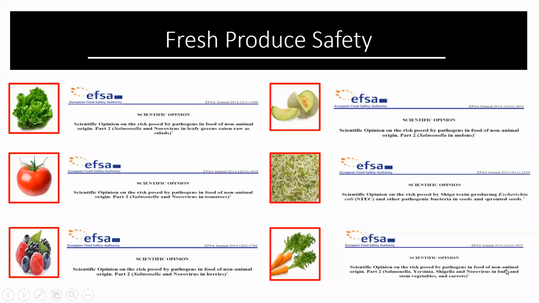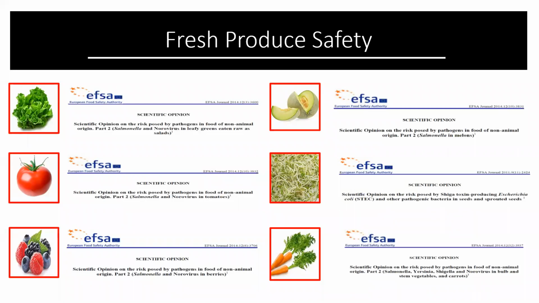So, frequent involvement of foodborne pathogens in fresh produce linked outbreaks led authorities to provide scientific opinion and technical guidelines as part of their risk communication plan. They published several documents related to microbial risk involved with fresh produce, including lettuce, tomato, berries, melons, all the foods that were involved in the fresh produce linked outbreaks.